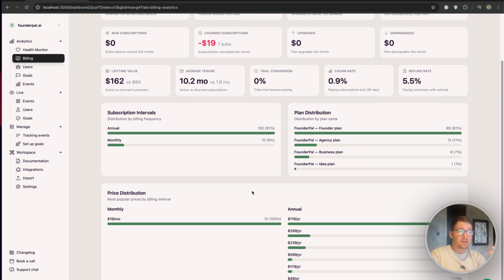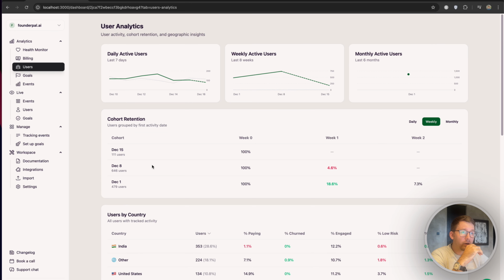I had a call one time with a founder and asked what their distribution across prices was. Maybe we don't need that pricing plan, maybe not enough people are on it to justify it, and they couldn't get a quick answer from Stripe. When you have this right away, it's just very nice. Then we go to more user insights.